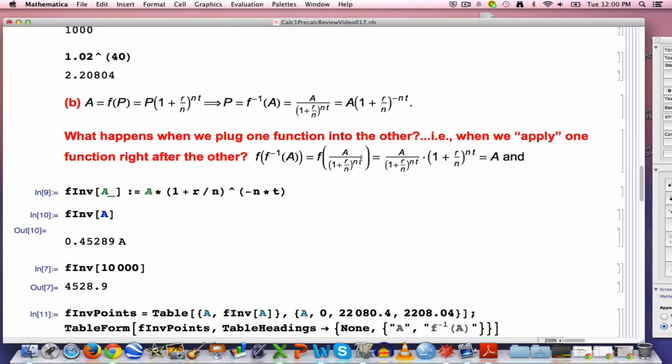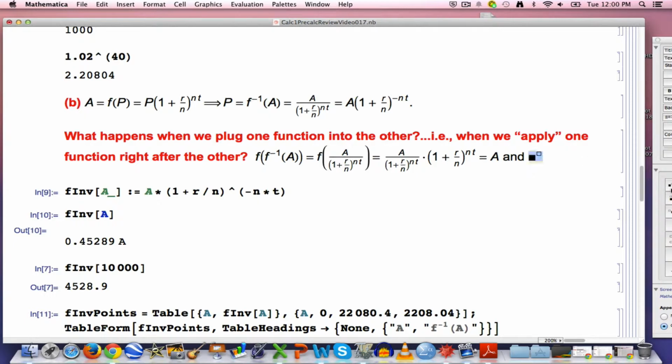Operationally, what's happening? When you plug a, an accumulated balance, into f inverse, you get the corresponding present value, which is denoted f inverse of a. But it is a value of p. Then we take that number and plug it back into f to find the corresponding accumulated balance. It should make good operational sense that we get back to the original accumulated balance as well.